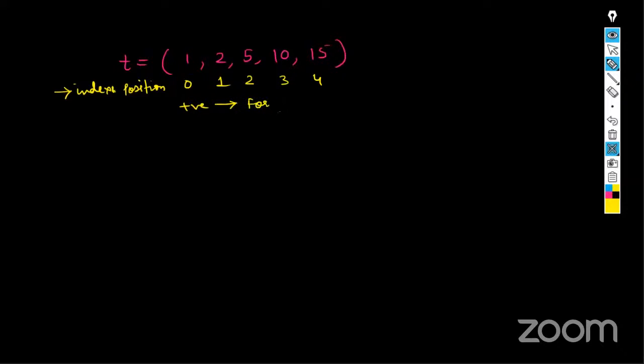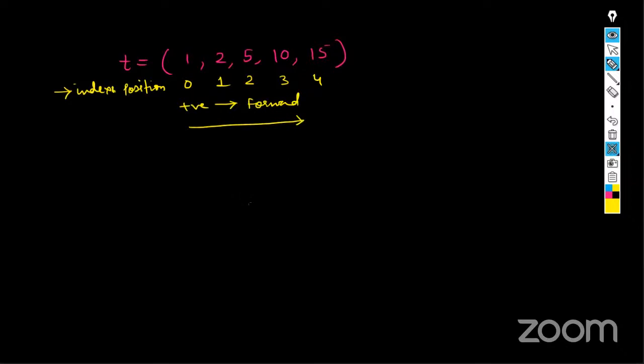So let's say T is a tuple. Intentionally, I'm writing it by keeping some distance between two consecutive numbers. Let's say for simplicity I have taken five elements. So indexing will work in the same way. This is at location 0, this is at location 1, this is at location 2, 3, and 4. In technical language this is called the index position. This is positive indexing, meaning forward direction, from start to end.